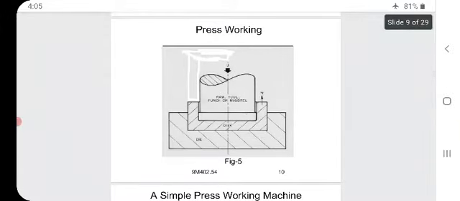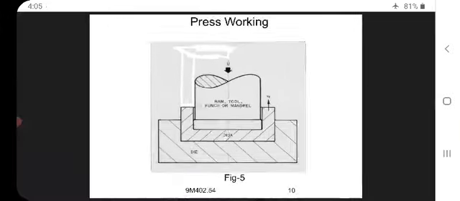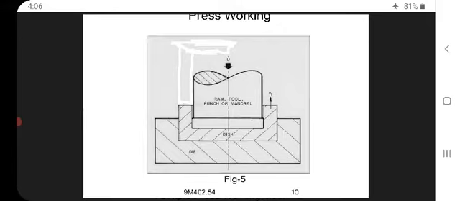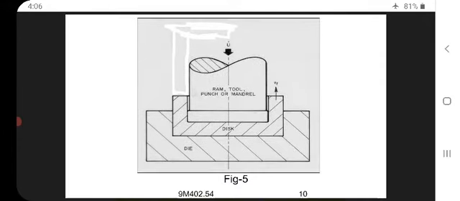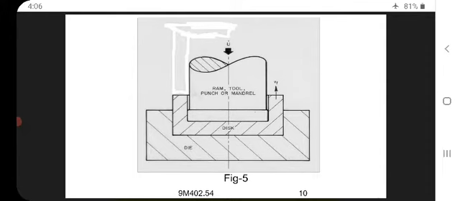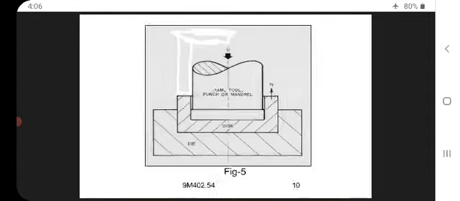See the figure, the press working. I am zooming, just see on the screen. From the bottom I am going up and telling the parts. The bottom one is a die. Above that you are seeing the bed, and above that the ram, punch, or the tool.